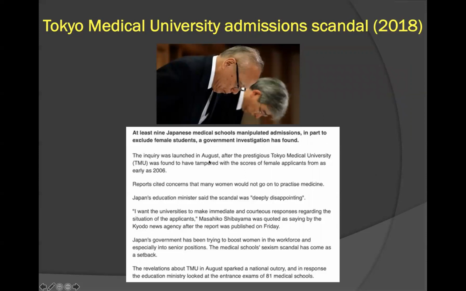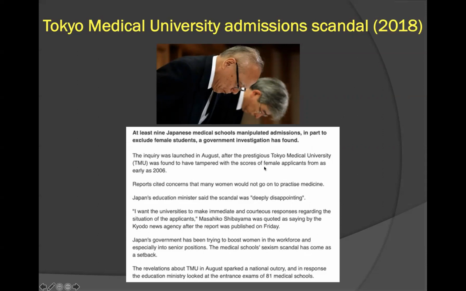The inquiry was launched in August after the prestigious Tokyo Medical University was found to have tampered with the scores of female applicants from as early as 2006. Reports cited concerns that many women would not go on to practice medicine. Japan's education minister said the scandal was deeply disappointing. "I want the universities to make immediate and courteous responses regarding the situation of the applicants." The Japanese government has been trying to boost women in the workforce and into senior positions, and the medical school scandal has come as a setback.